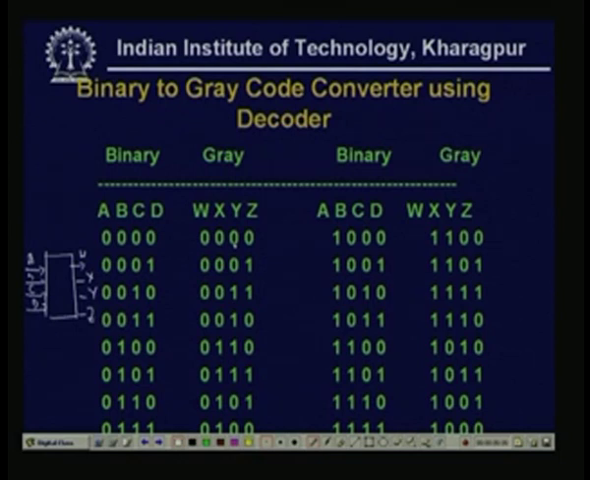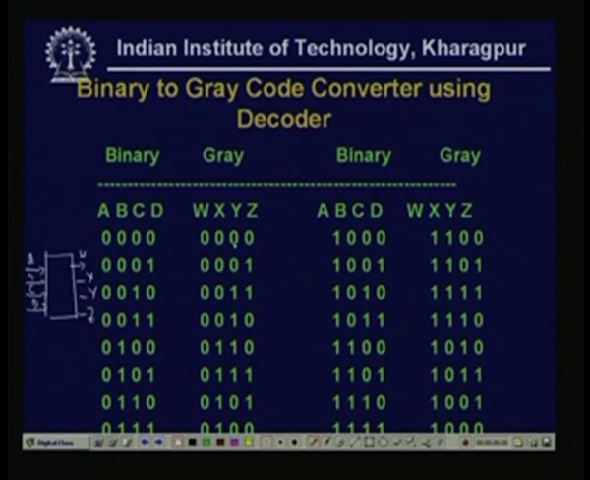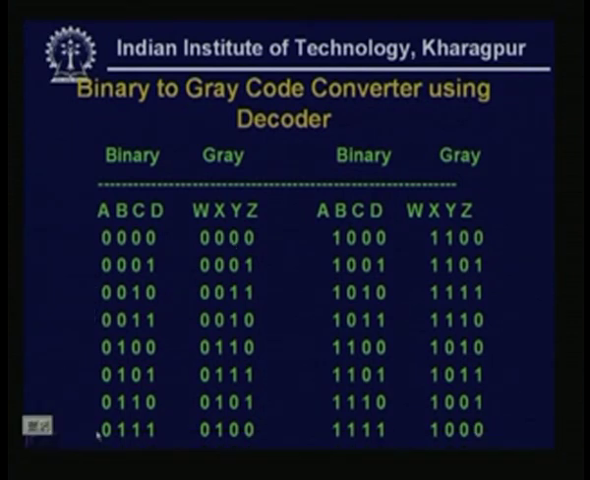If we observe the patterns of the outputs W X Y Z, we will see that it always maintains that property: between 2 consecutive patterns of W X Y Z, the distance is always 1, that means the number of places it varies is 1. Now I want to design this type of circuit.